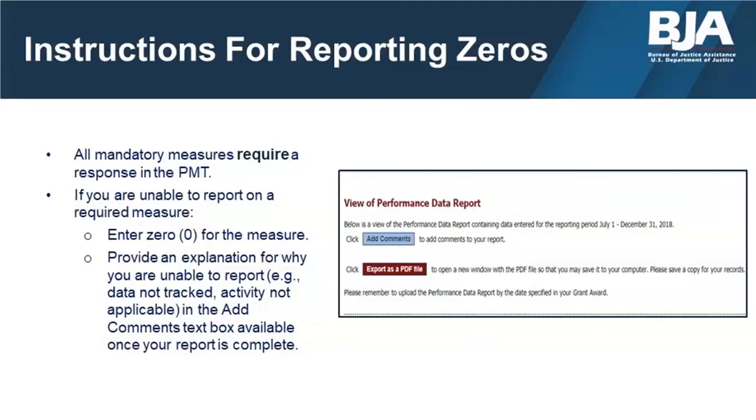Upon viewing your complete report, you can select the blue Add Comments box. This will allow you to submit additional comments to explain why you're not able to provide the data. A brief description such as, we are still in our planning period, or there was no activity during the reporting period are sufficient responses. This information improves data quality by helping us understand the meaning of zeros reported in the system.